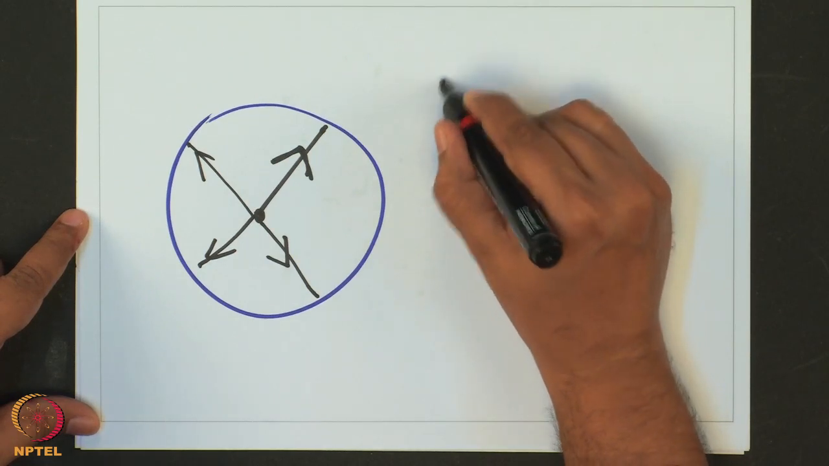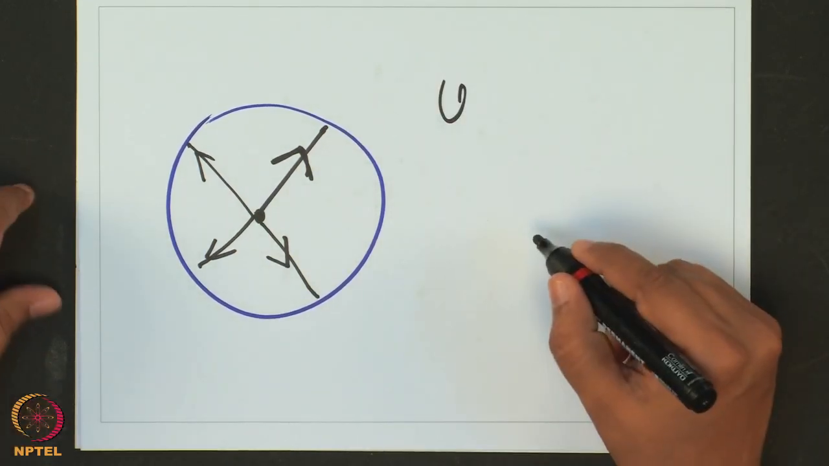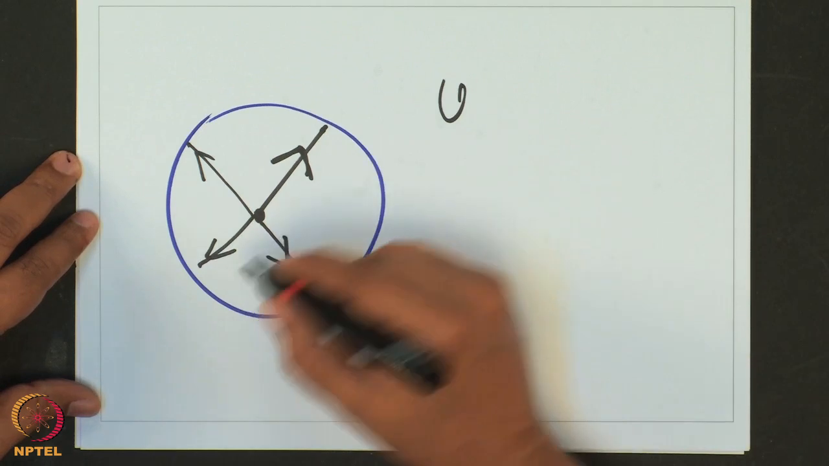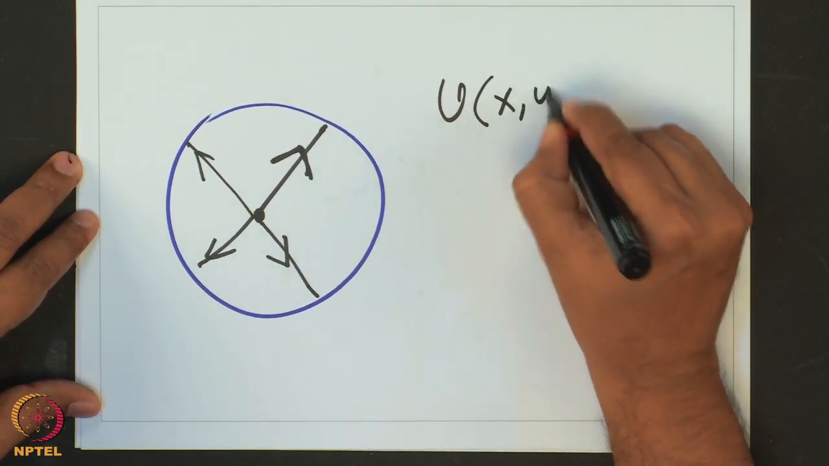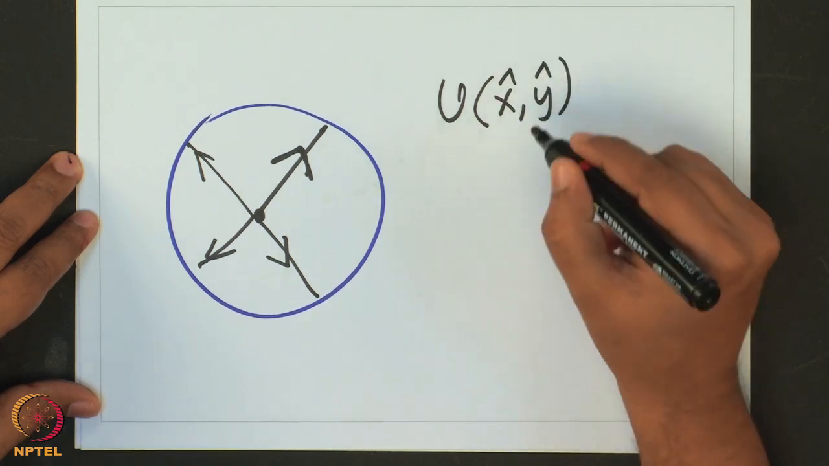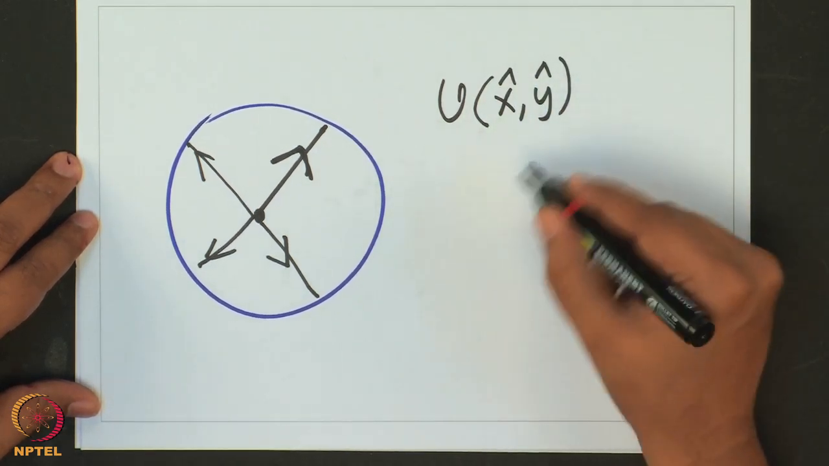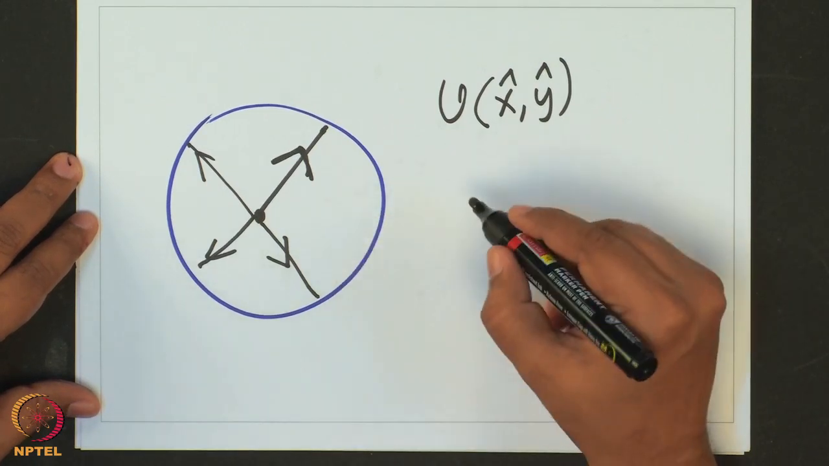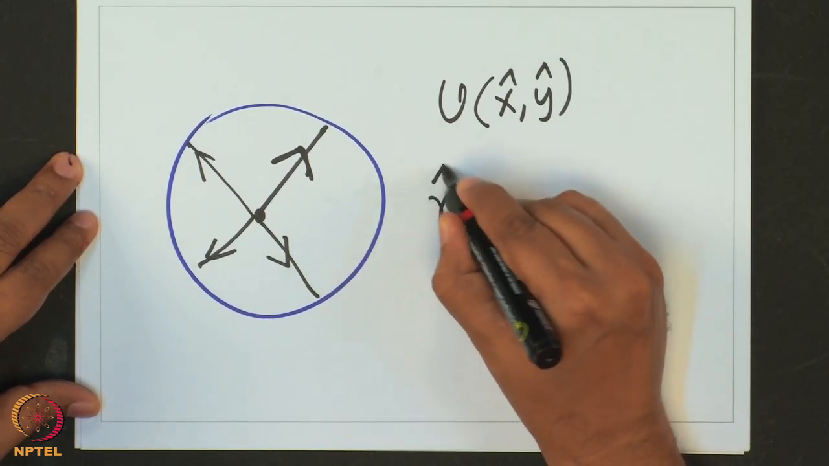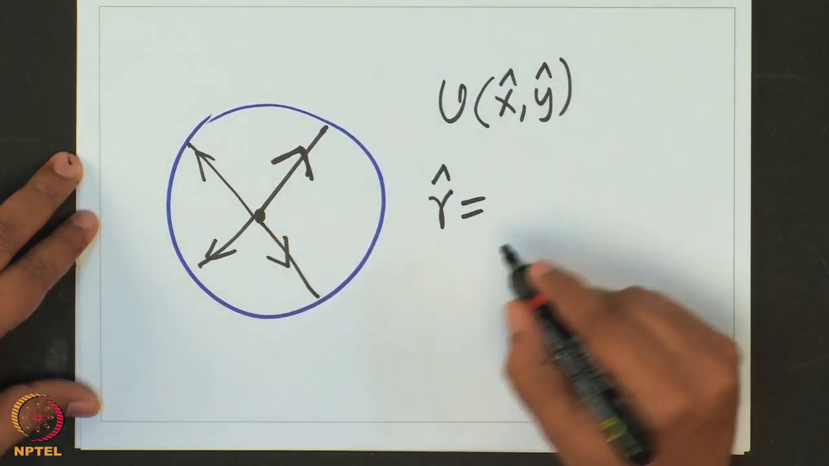So the velocity, or the speed, that we have can be written in the xy direction. It could also be written in the r theta direction. So you can direct a unit vector along the radius.